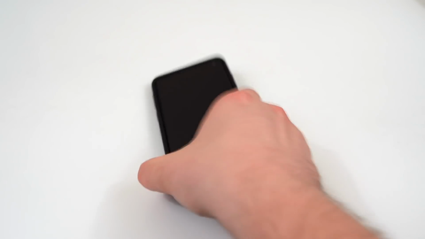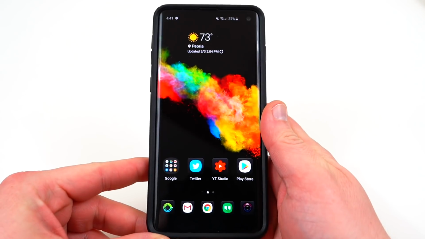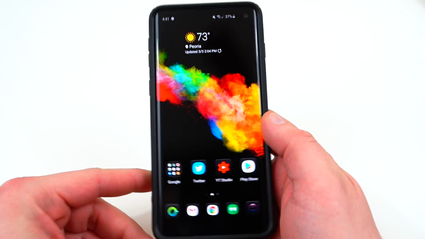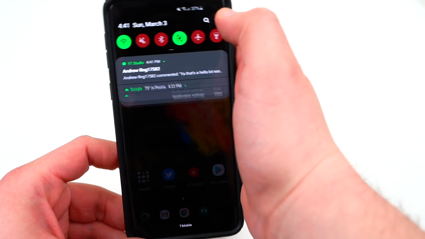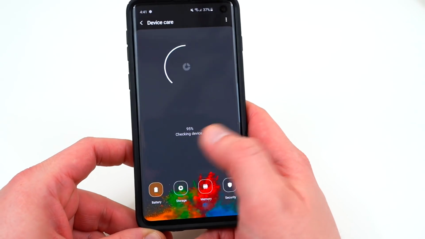Now this is a video a lot of people have requested to make. This is a video about battery life with the Galaxy S10. Now I'm talking about the smaller Galaxy S10, not the Galaxy S10 Plus. I know a lot of people have done battery life reviews for the Galaxy S10 Plus. Today I will not be talking about that. I will be talking about the smaller S10.